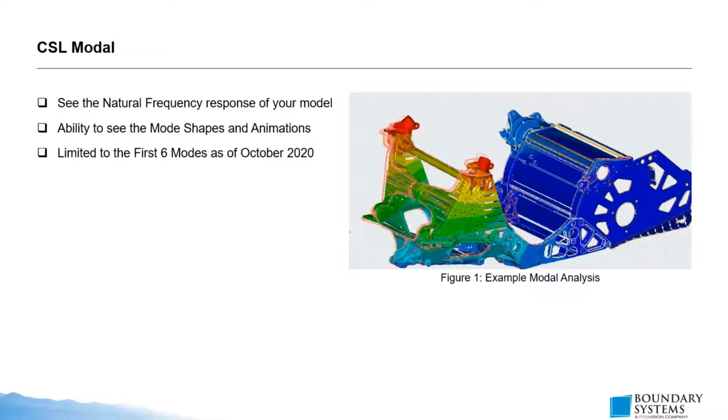However, we are limited to the first 6 modes currently. So we won't be able to change that or change the range of them. It's just going to be the very first 6 modes we'll be able to see. And nothing was newly added in Creo 7 in relation to Modal. So these are things that are available in all versions of Creo Simulate Live.